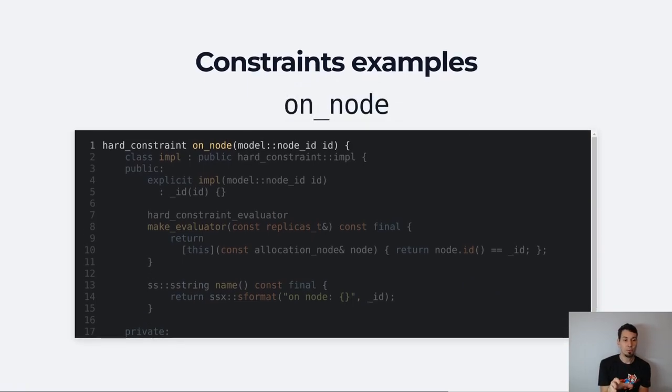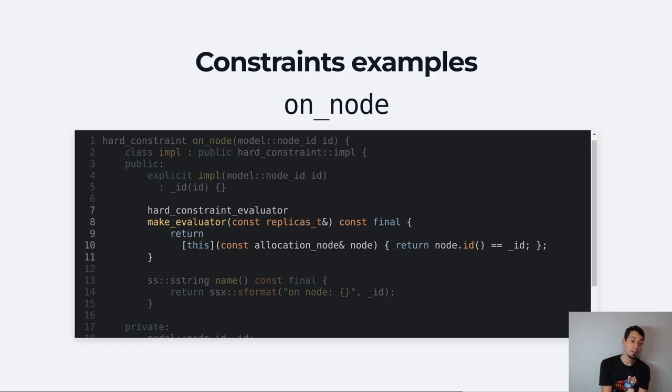Let's take a look at some constraint examples. This is a simple constraint that pins a replica to a certain node. So you can see that this evaluator is really easy. This function returns a lambda, so it really returns a function that returns true only if a candidate ID is equal to the requested ID. And this constraint is used in Redpanda internals to provide the user the ability to express so-called custom topic allocation. So the user can pin partition replicas to certain nodes.